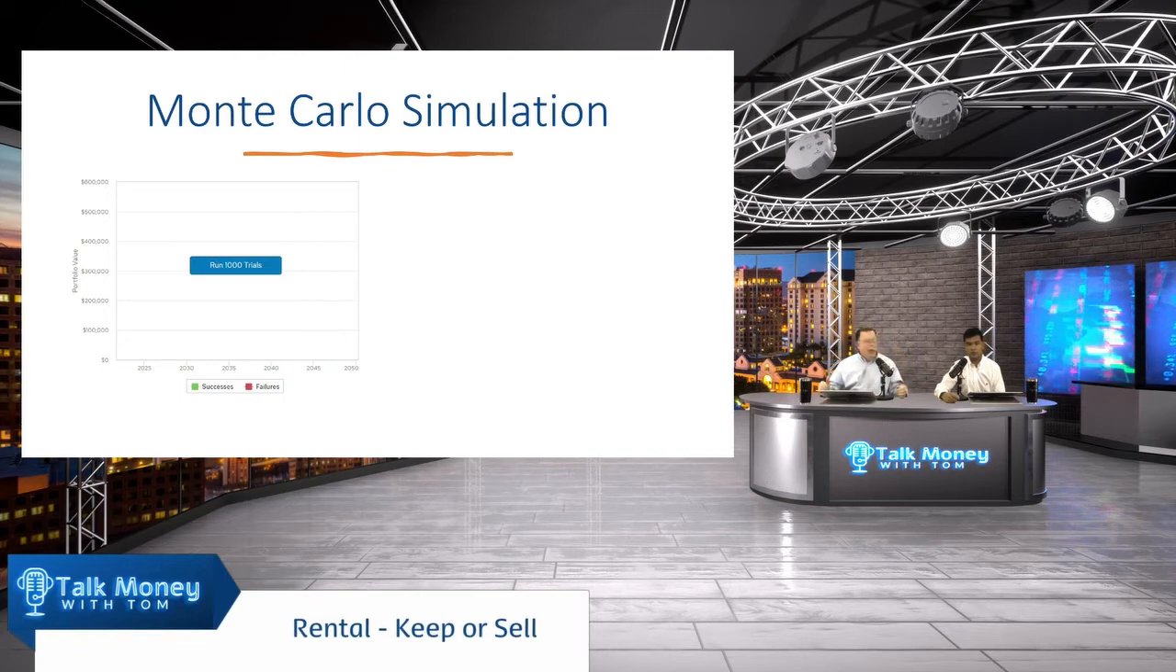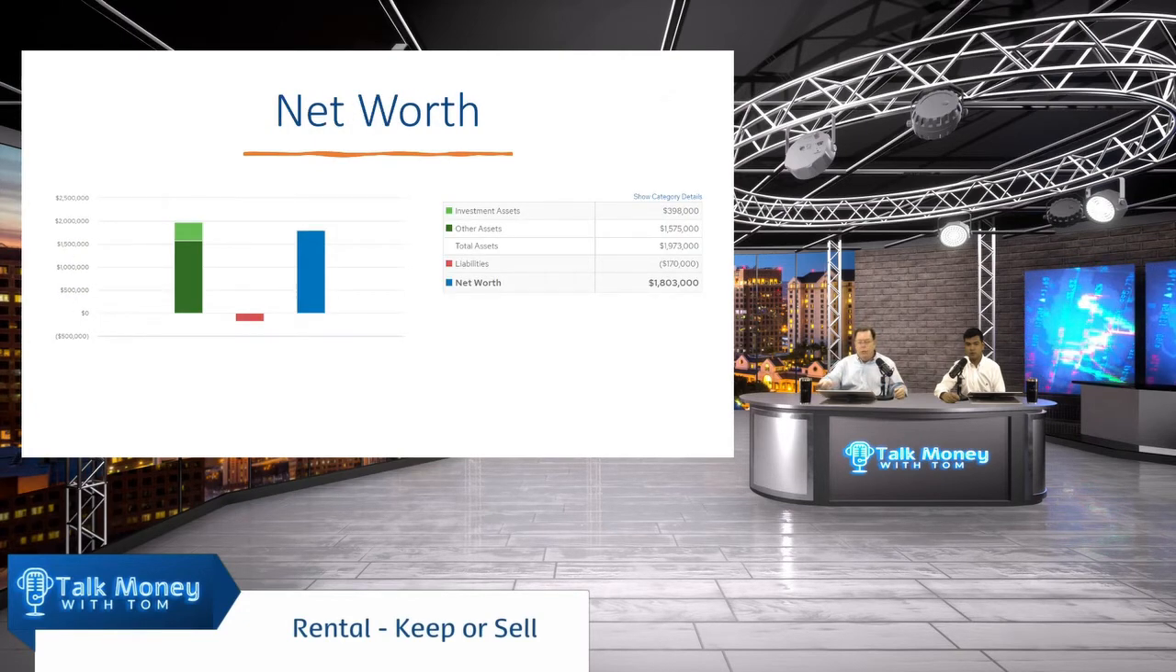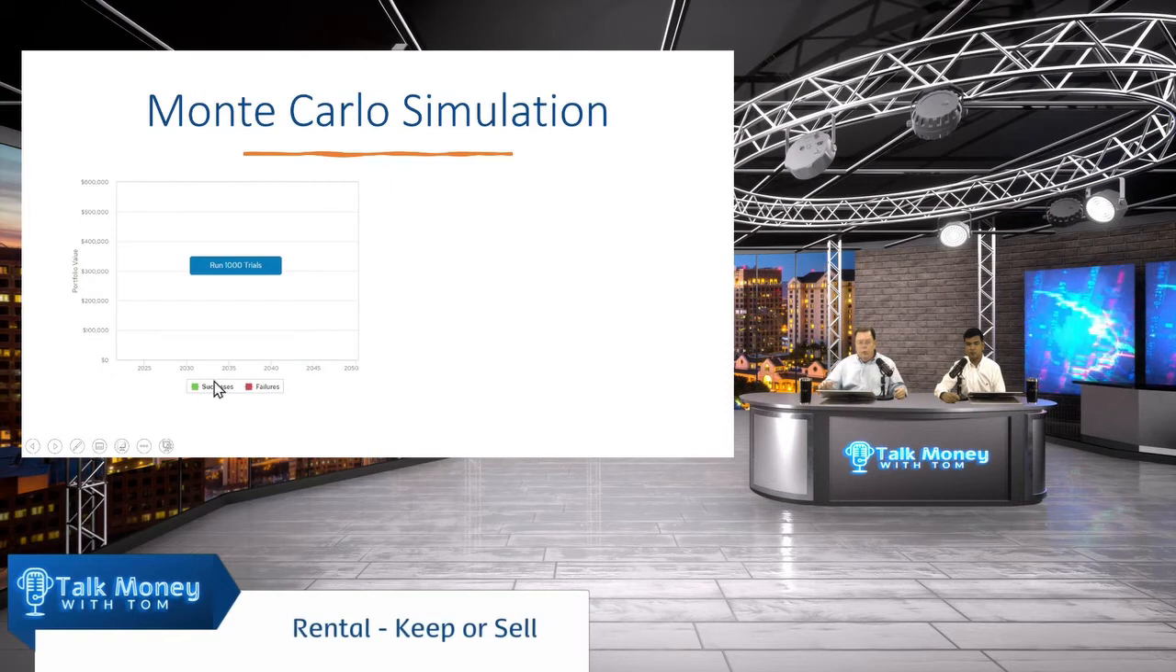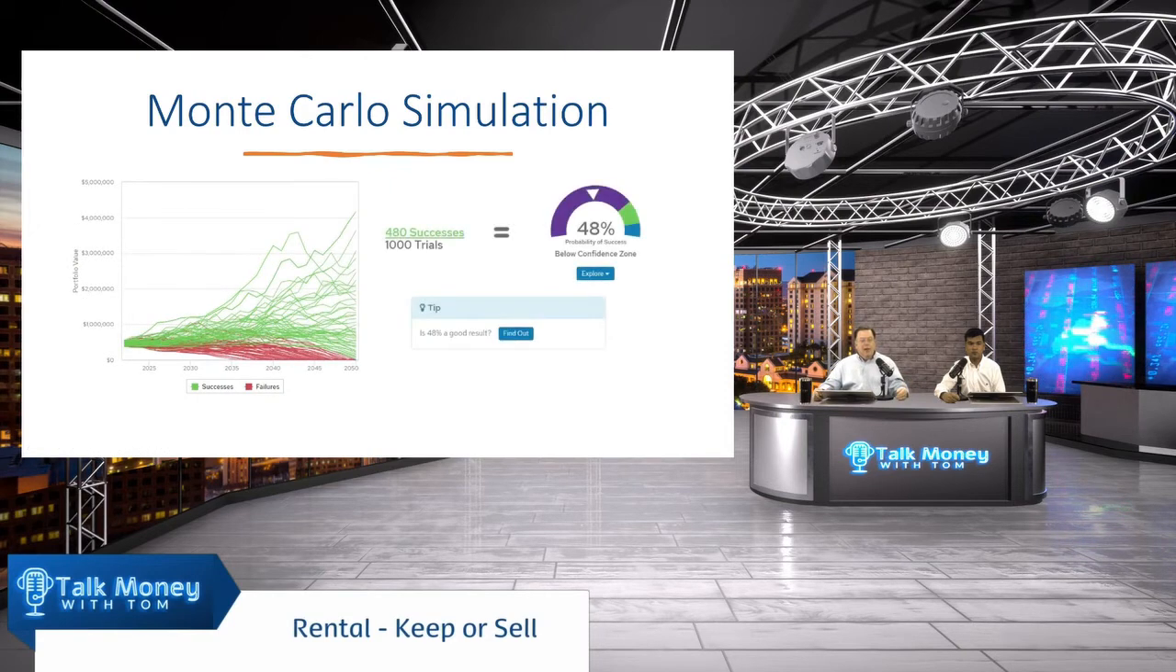The computer is randomly moving among different variables, like inflation, stock market gains or losses, and bond market gains or losses, and those types of things. This is a great way of looking at it. When we push the button, we end up with this green spaghetti and red spaghetti. And how did it work? It comes out with a 48% probability of success.